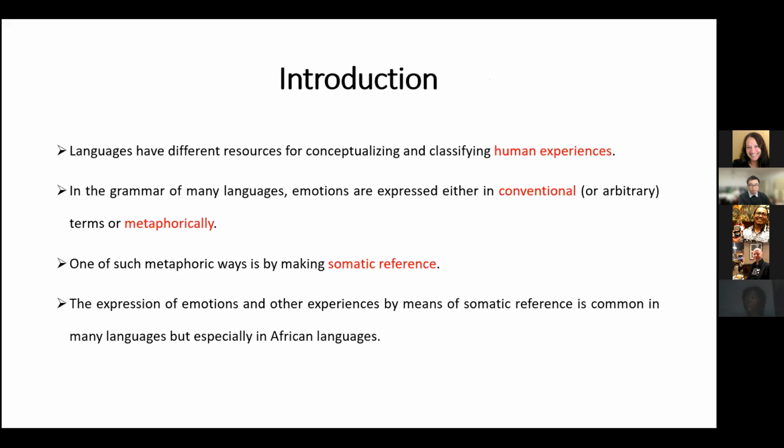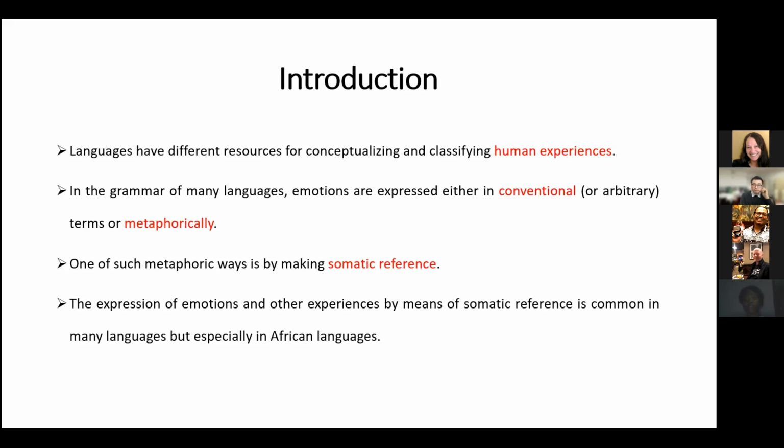Okay, so human experiences, both the outer and the inner experiences in many languages across the world, there are various resources for conceptualizing and classifying them. So inner experiences include our emotions, our thoughts, our beliefs. And in the grammar of many languages, emotions are expressed in 2 ways. So we have the conventional or arbitrary terms, and we have the metaphorical ways.